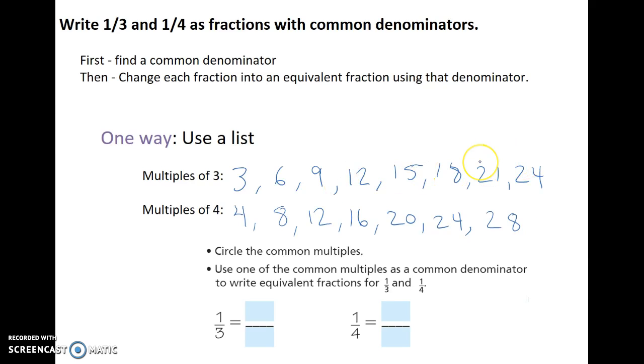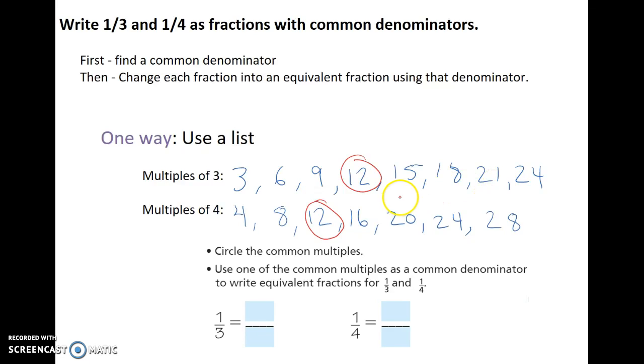Then I'm going to look at my two lists and I'm going to circle common multiples, numbers that they have in common. 3 is in this line but not in this line. 6 is in this line but not in this line. So those are not numbers that I can circle. Here I see one that looks good. 12 is a multiple of 3 and also a multiple of 4.